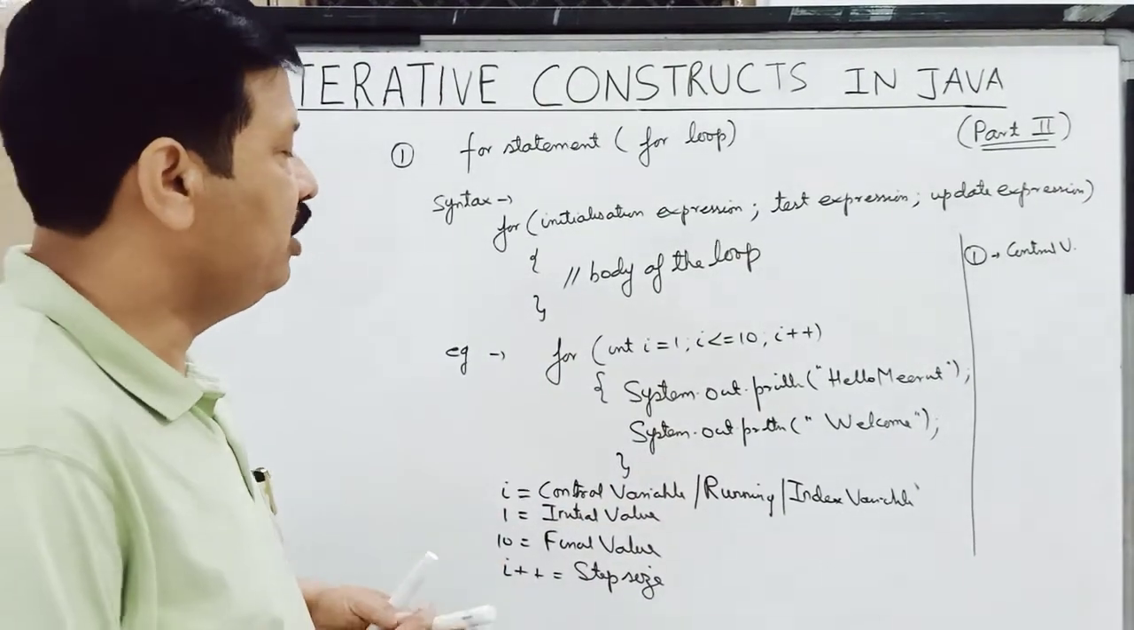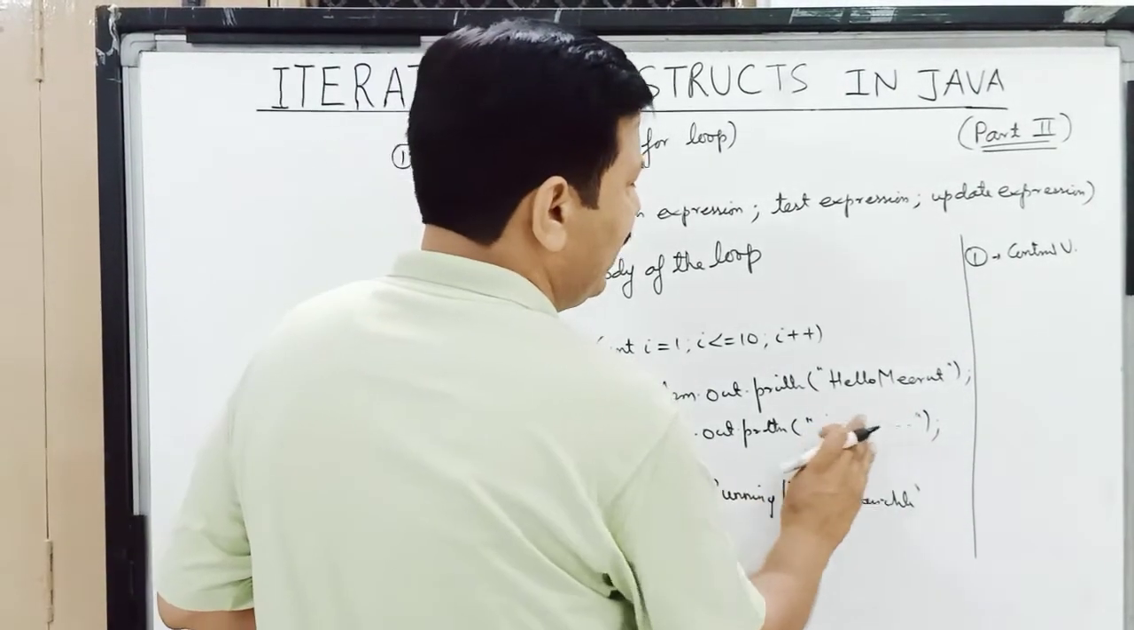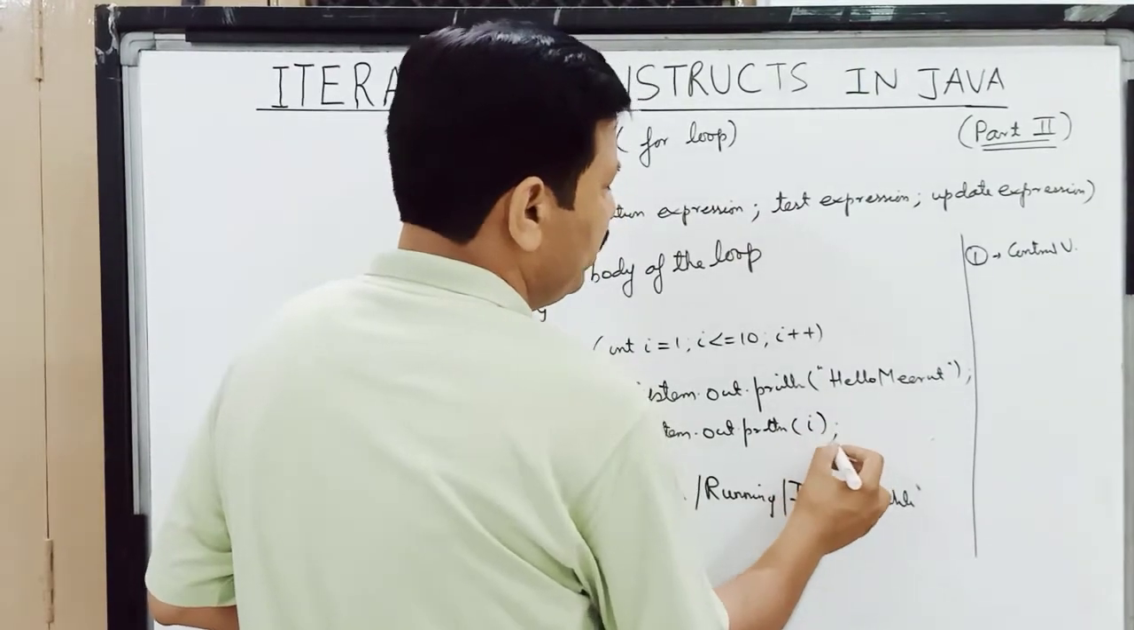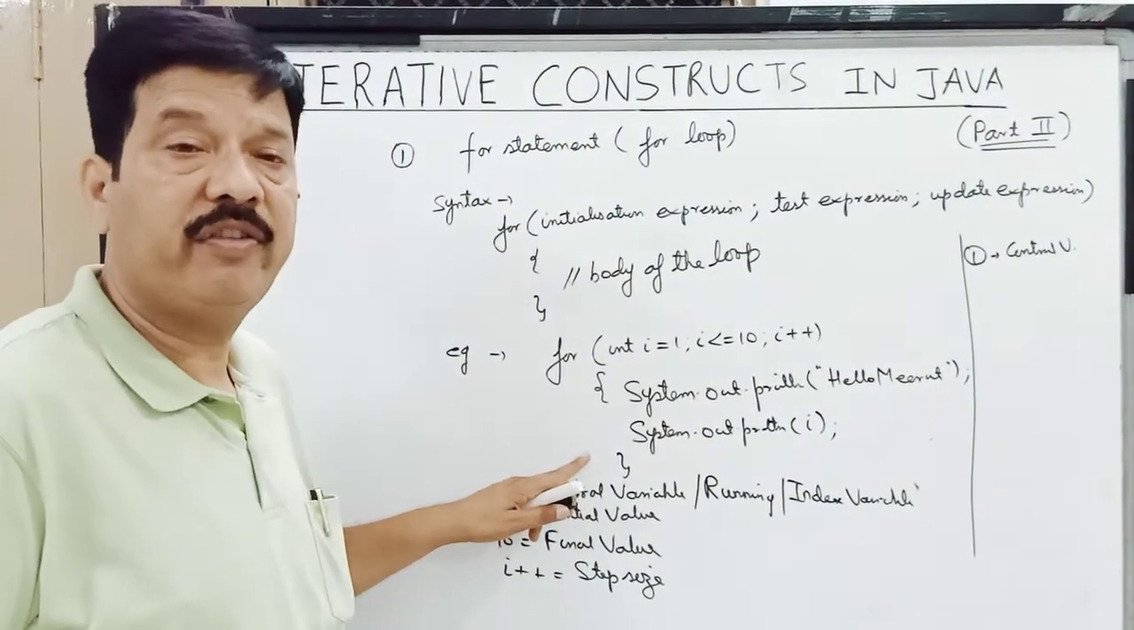Say in this particular loop, I can use I anywhere. In place of welcome, I can print I. So here I can print I. So I am using this control variable within the loop without changing its value.